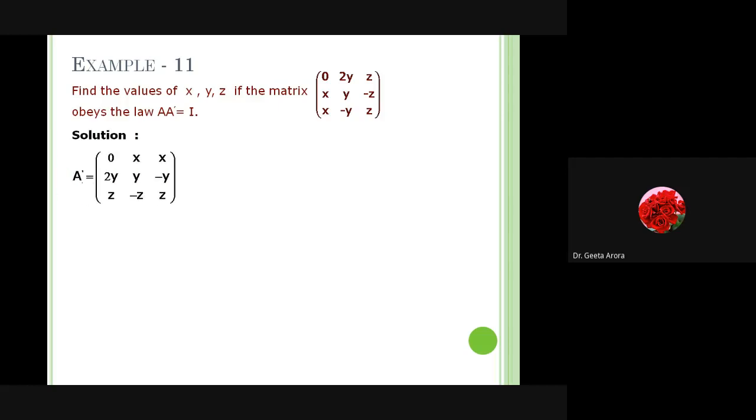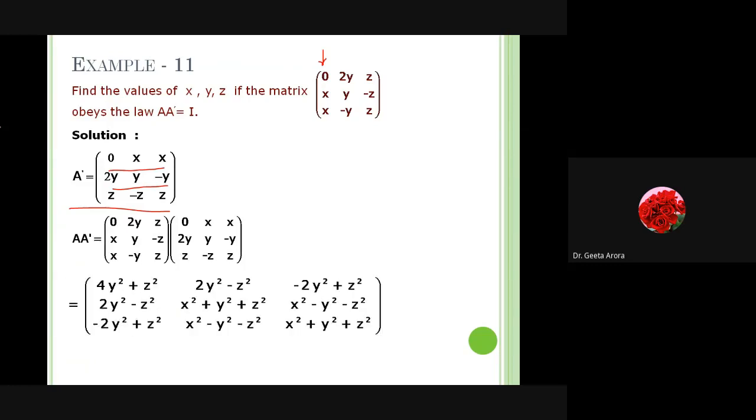Again, we have to write down that this is A, given by 0, x, x, 2y, y, minus y, and so on. The given matrix is A. Then what is A dash? We obtain A dash by writing each row into column and column into row. So here we have 0, x, written here, 2y, y, and minus y written over here, and z, minus z written over here. So this is our A dash. Then we have to find the product A into A dash. If we find A into A dash, it comes as this whole expression, which looks something big.